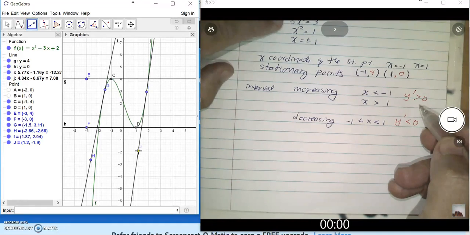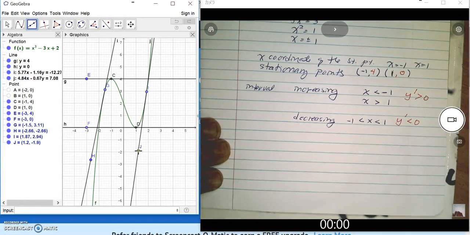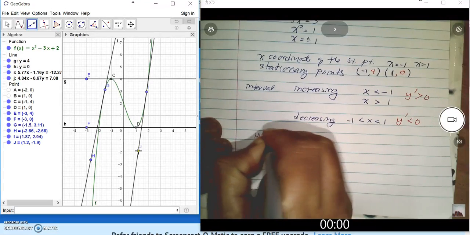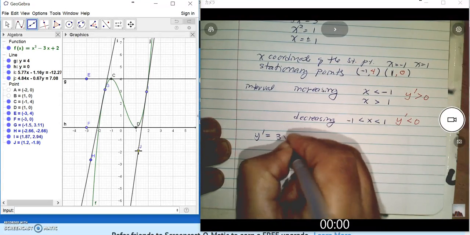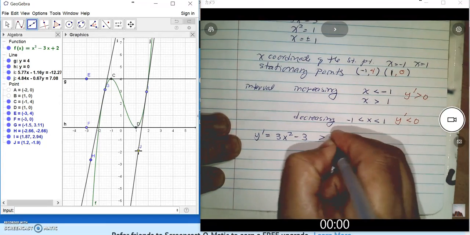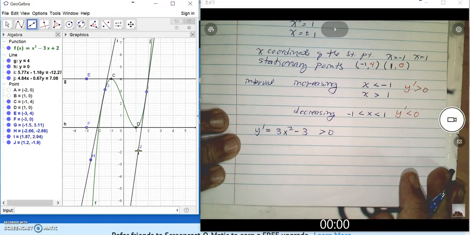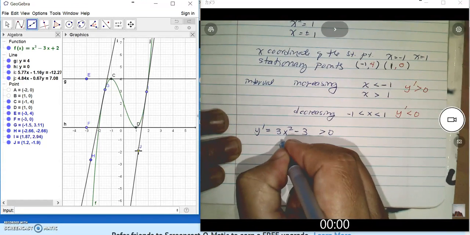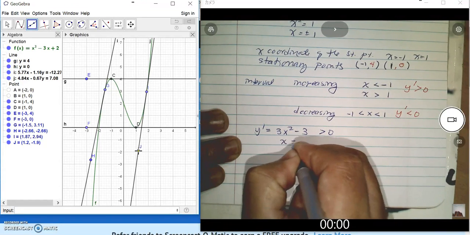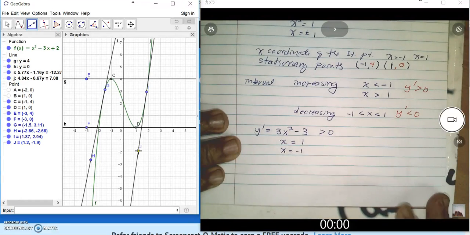So you have your y prime here. Alright, let's go back to our y prime. We know that y prime is 3x squared minus 3. And then what we're looking for is greater than 0, because we're looking for the increasing. So we already know the x coordinates here: we have 1 and we have x equals -1.